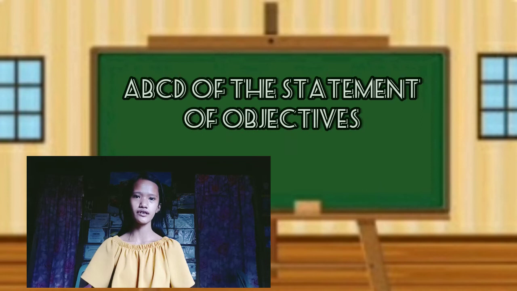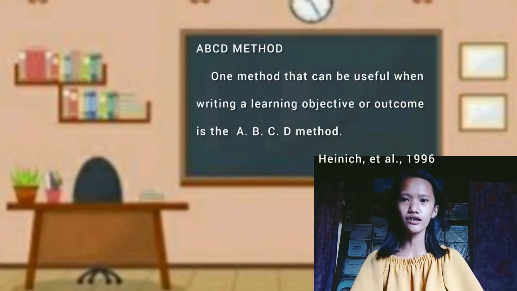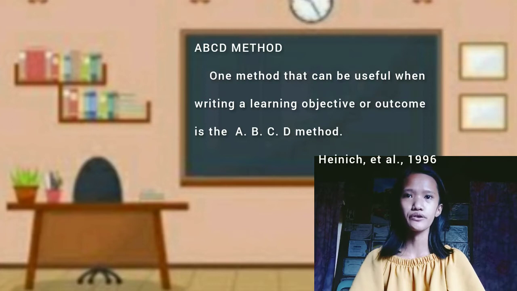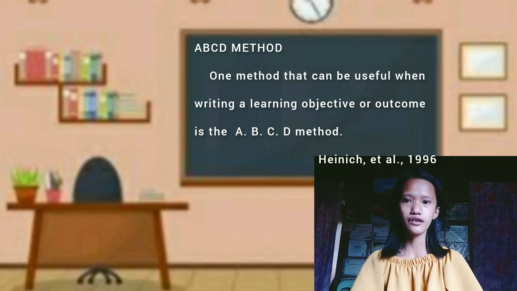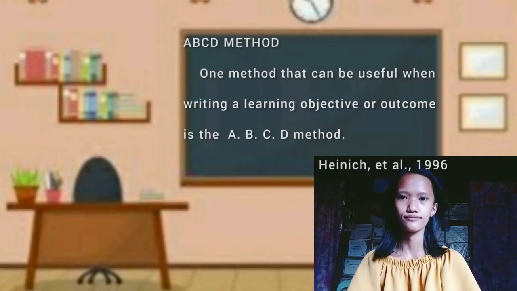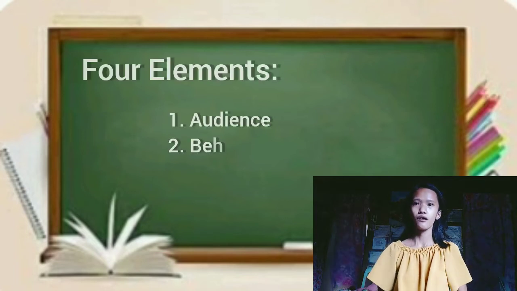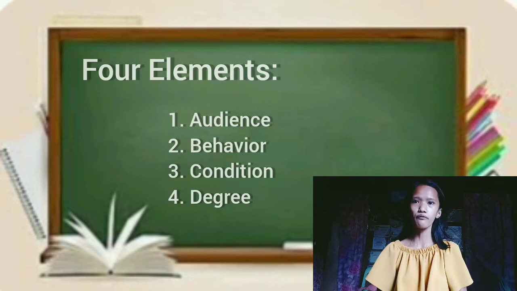I am Jen S. Arbeta and I am going to discuss the ABCD of the statement of objectives. According to Heinrich et al. in 1996, one method that can be useful when writing a learning objective or outcome is the ABCD method, and this method is used to create a clear and effective objective. This method has four elements. First, we have audience, behavior, condition, and degree.